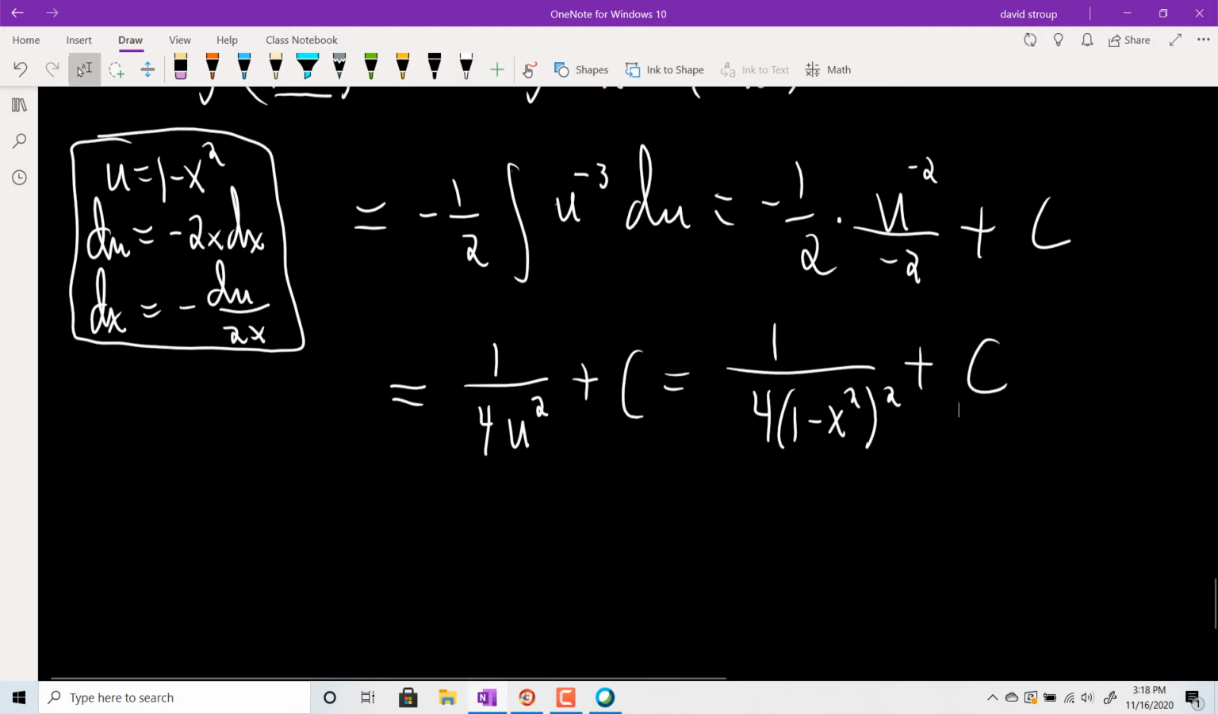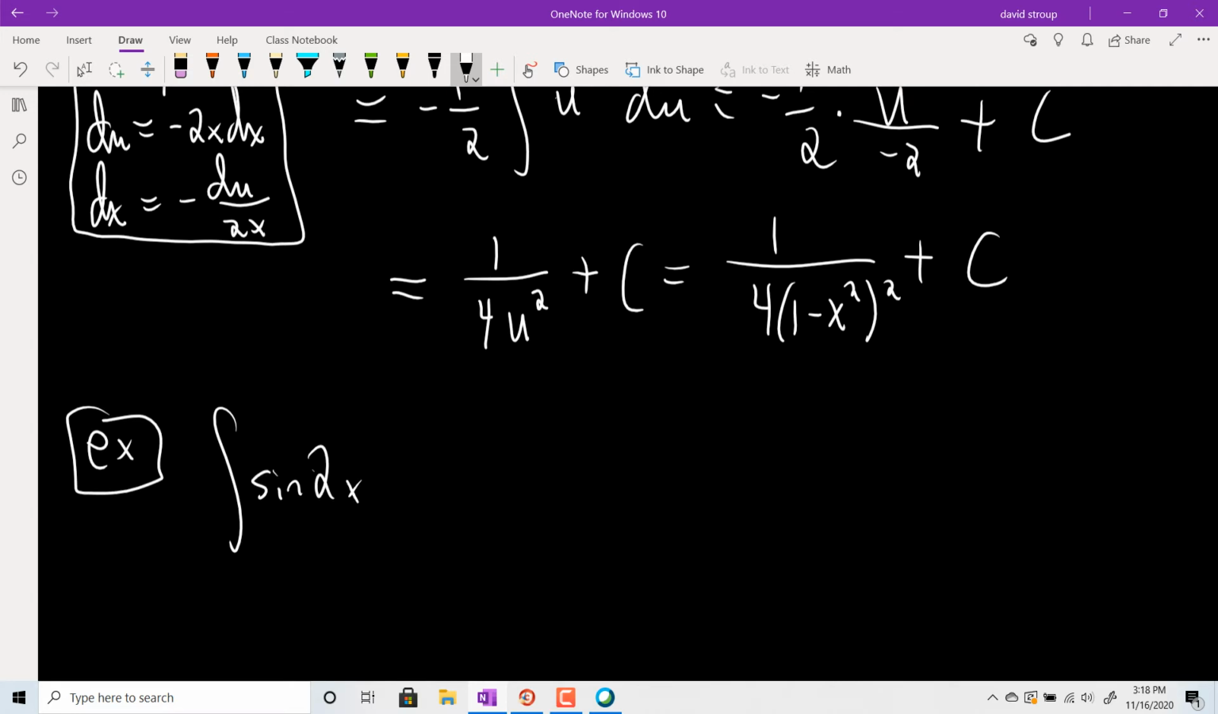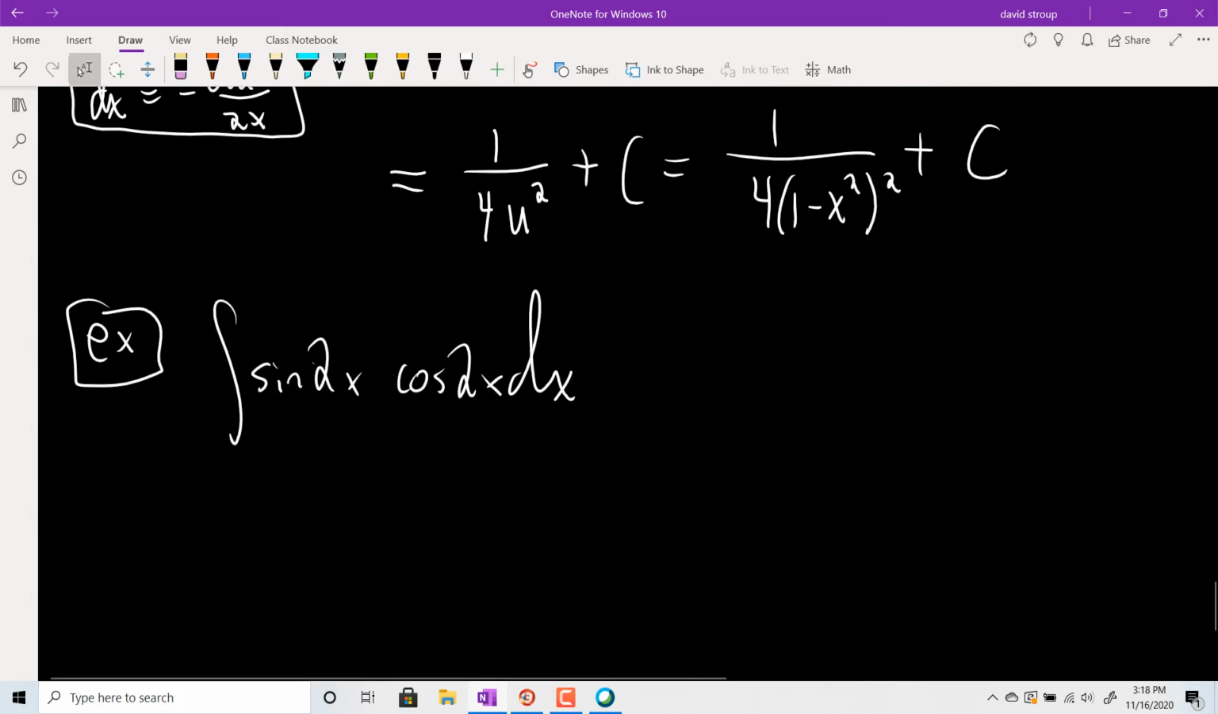Okay. And it's kind of that same game for the most part. Every once in a while they'll throw a bit of a curveball at you, and I'll do one of those here in a second. Okay, but let's look at this next example. Here's a trig example. Sine 2x cosine 2x dx. You can use identities sometimes to simplify these, depending on how familiar you are with the identities. I'm not all that familiar, so I just do a u sub.